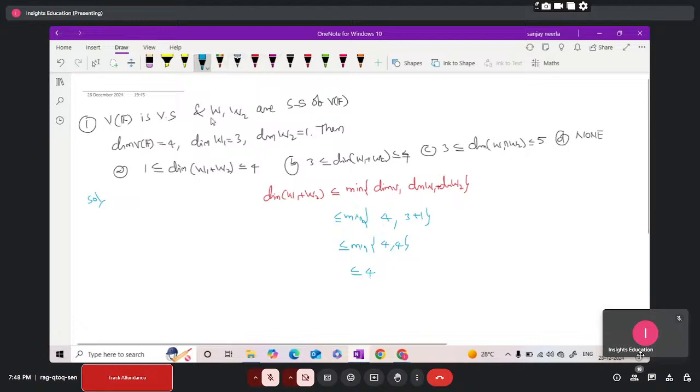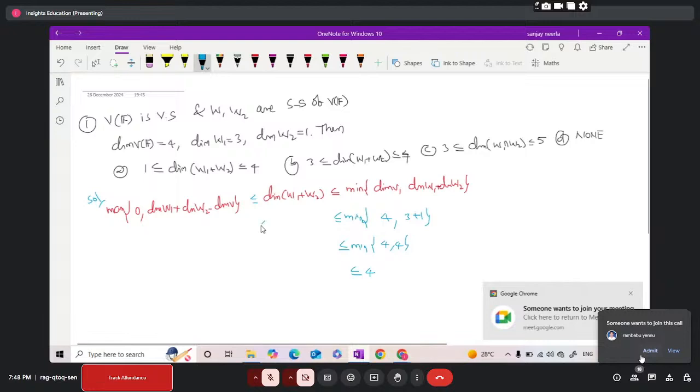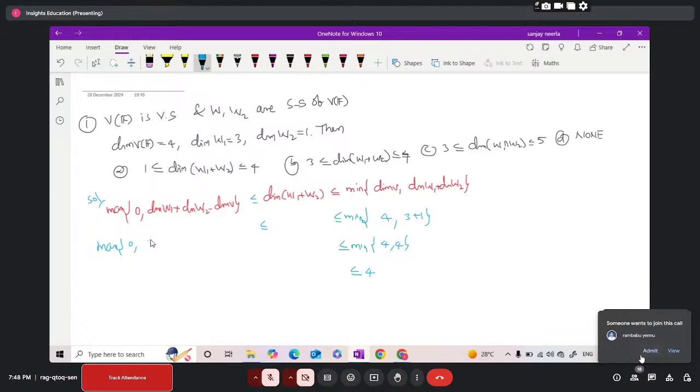Now come to the left hand side. Left hand side, what is the formula? Maximum of the dimension of W1, comma, the dimension of W2, and the dimension of W1 plus W2 minus the dimension of V. Now substitute the values. So maximum of 0, 3 plus 1 minus 4. So maximum of 0 comma 0. So we'll get answer 0 to 4.